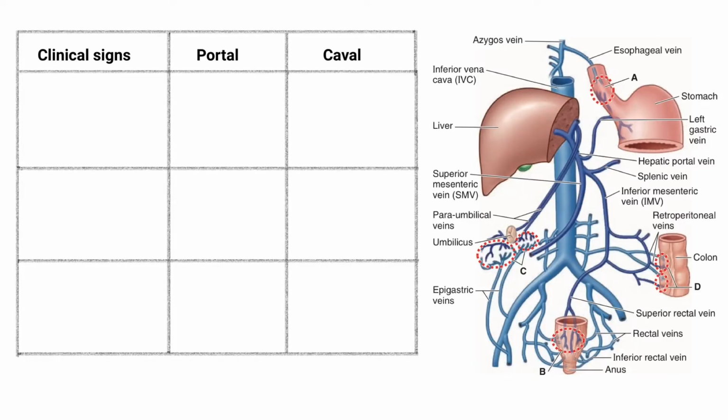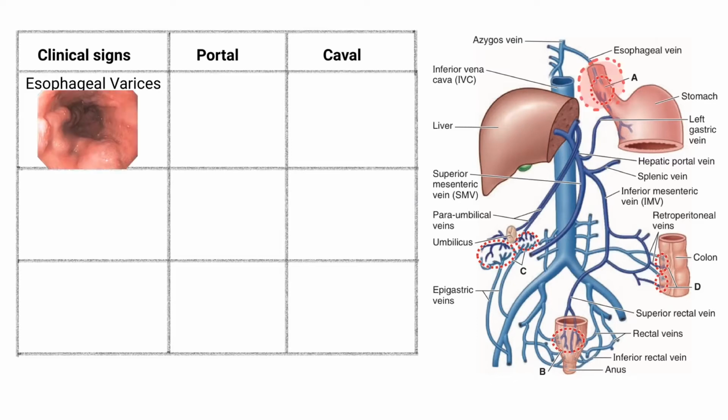First of all, in portal hypertension, there are going to be three main clinical signs that we're going to be worried about. The first one is going to be esophageal varices. This one is the more serious clinical sign that we're going to worry about, especially in patients who are in later stages of liver cirrhosis. So what you have here is elevated pressures in the portal vein. This is going to cause a backflow in the blood from the left gastric vein that usually drains in the portal vein.